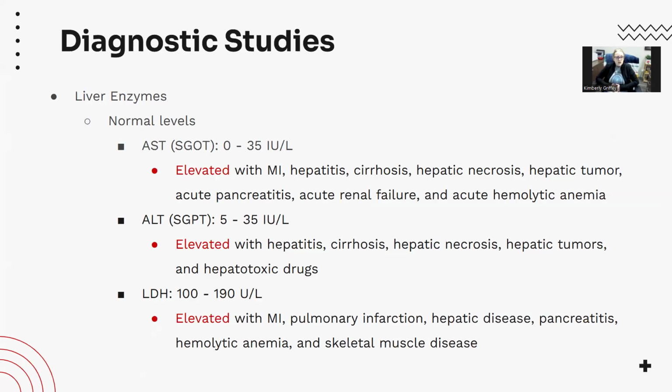Then you have your LDH. Your normal levels are 100 to 190. They're going to be elevated with an MI, pulmonary infarction, hepatic disease, pancreatitis, hemolytic anemia, and skeletal muscle disease. You do need to know these levels. AST is an enzyme that helps convert globulins, a byproduct of protein, to amino acids. So they take immunoglobulins or globulins and transform them into amino acids. ALT is an enzyme that helps convert proteins to energy for the liver cells to use.